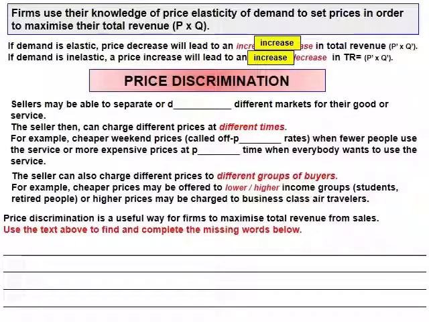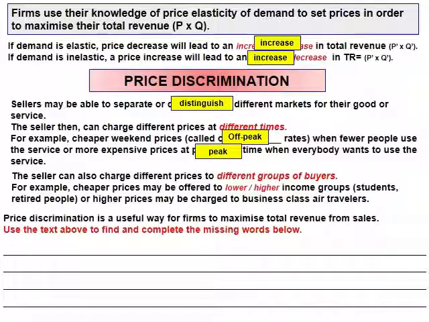So, price discrimination, how does it work? Well, sellers separate or distinguish different markets for their goods and services. For example, they notice that certain periods of the day there's a lot more demand for their product than others. This would be the case with bus services and airlines particularly, and so they charge different prices at different times. For example, cheaper weekend prices, called off-peak rates, when fewer people use the service, or they put their prices up at peak time when everyone wants to use the service, so demand there is much more inelastic.